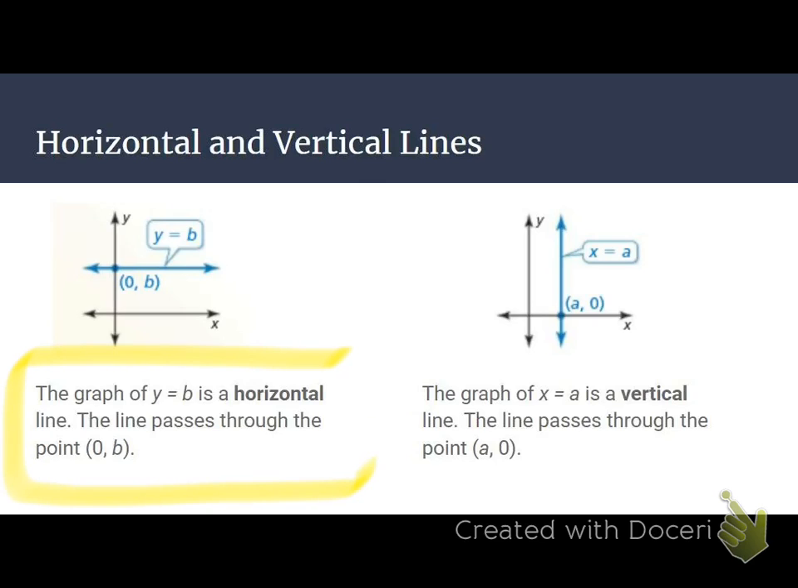This needs to get in our notes. The graph of y equals b is a horizontal line. It passes through the point 0, comma b. Similarly, we can have an x equals line. If x equals a number, it's a vertical line, and it passes through the point a, comma 0. Remember here, the little a and the little b could just represent any number.